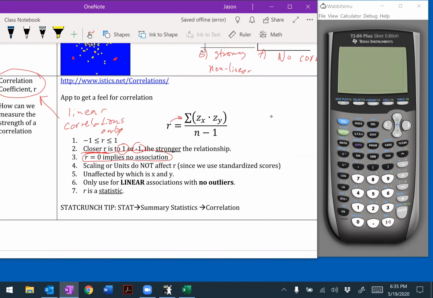Scaling or units do not affect R. It is unaffected by which is X and which is Y. You can flip it upside down. We only use it for linear associations with no outliers. And R is a statistic.